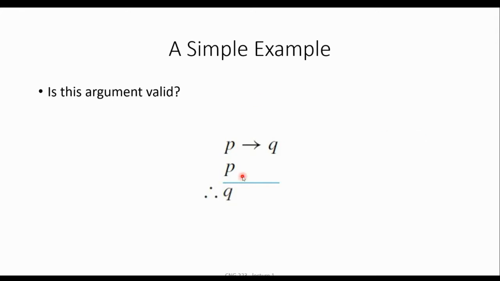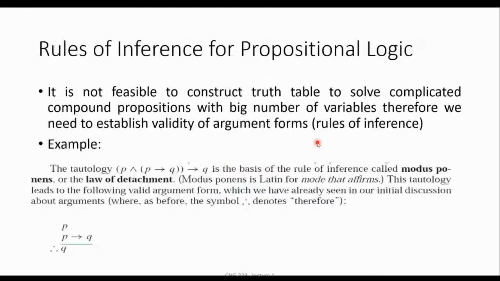So if we ask whether this is valid, yes, this is valid, because if these hold, then for sure we can conclude that if P is true, Q is true. If this is false, so this one is false. So it holds for that.